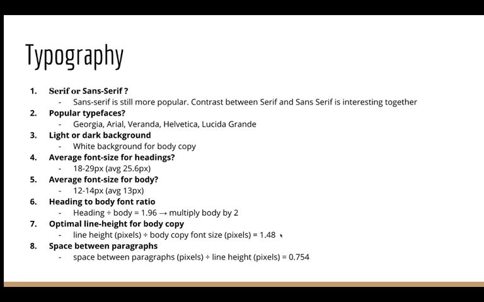Then the optimal line height for your body copy is about 1.5, which tends to be a default on a lot of documents when you're writing documents. You can change these in your CSS if you have a design that calls for something different, but these are some standards. And then the space between paragraphs: space between paragraphs in pixels divided by your line height in pixels is about 0.75.